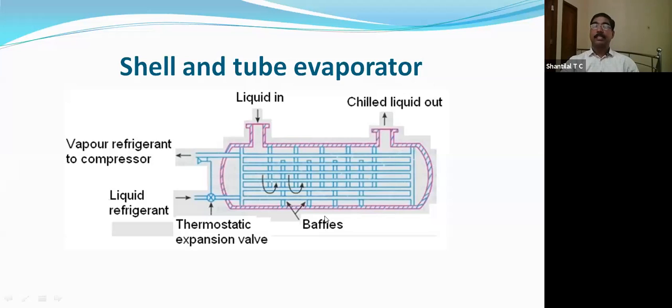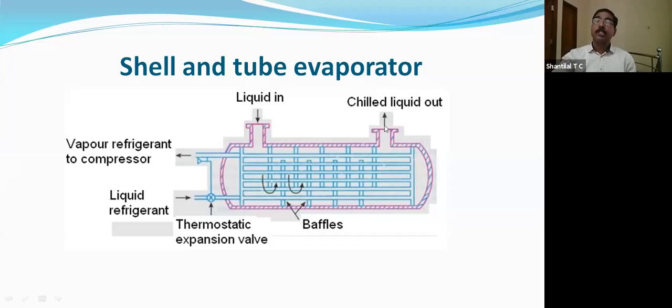This is a shell. On the outside there is a shell, the violet color showing the shell, and there is liquid in and liquid out. Liquid in and liquid out means secondary refrigerant. The secondary refrigerant is coming in and going out. Here we can consider the secondary refrigerant as water. In air conditioning, we use water as the secondary refrigerant. So here liquid in means water, the secondary refrigerant, coming in, and this is going out.